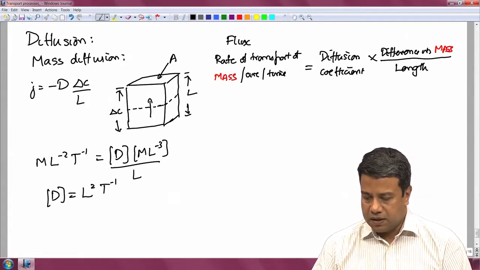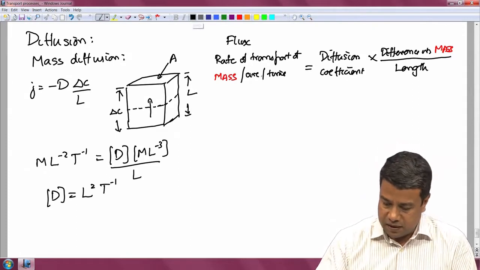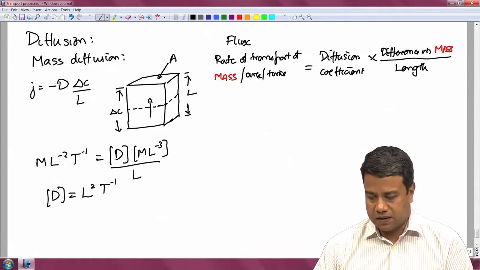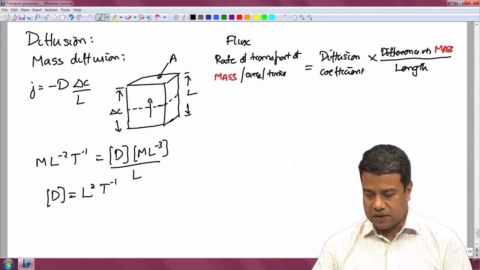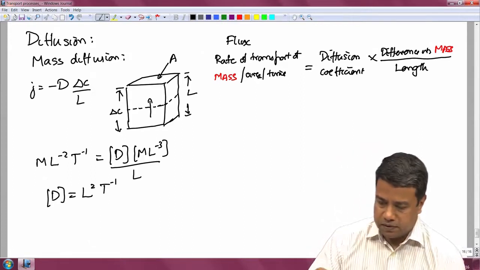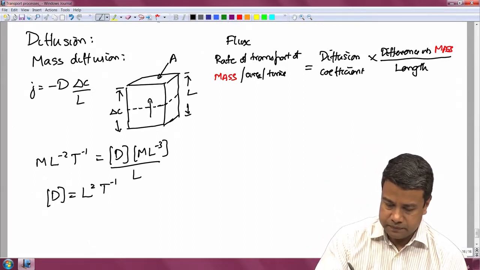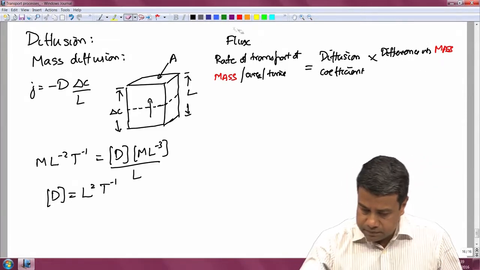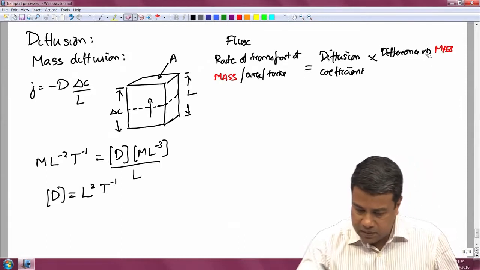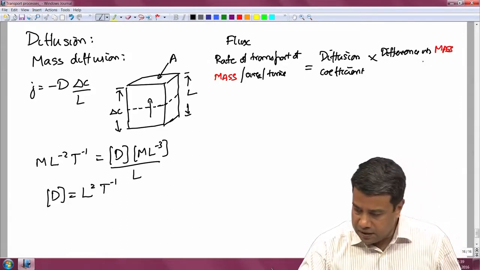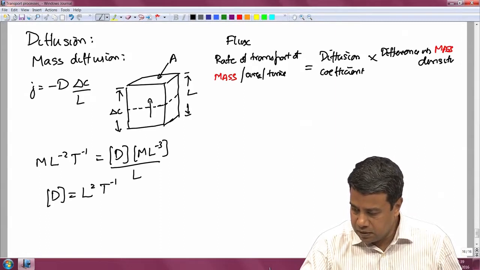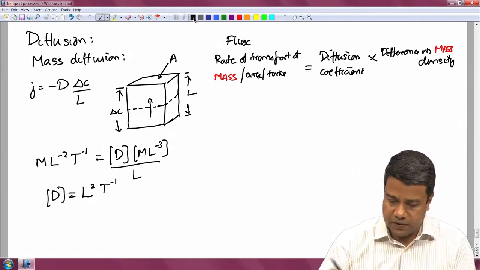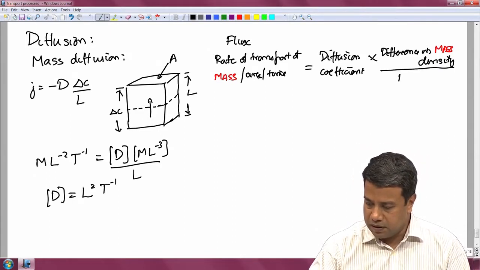And you can easily see I have 1 over area and 1 over time here, and on the right side I have 1 over length. So, inevitably the diffusion coefficient is going to have... I should be careful here. Sorry. Difference in mass density. Concentration is the mass density, mass per unit volume, divided by a length.